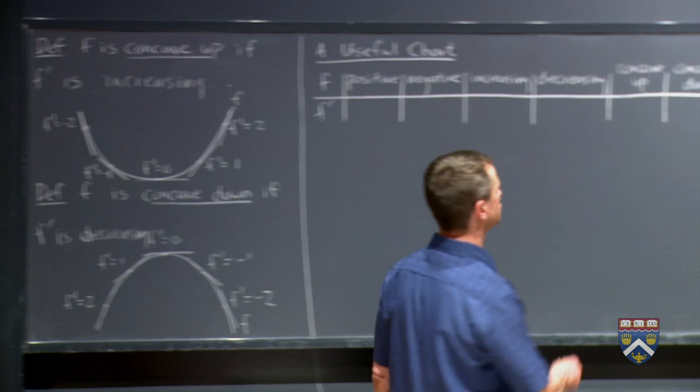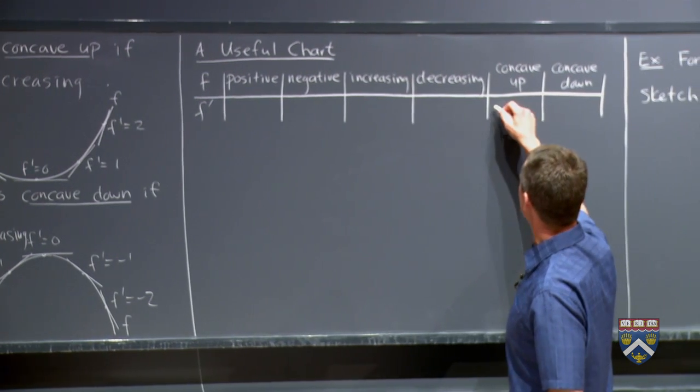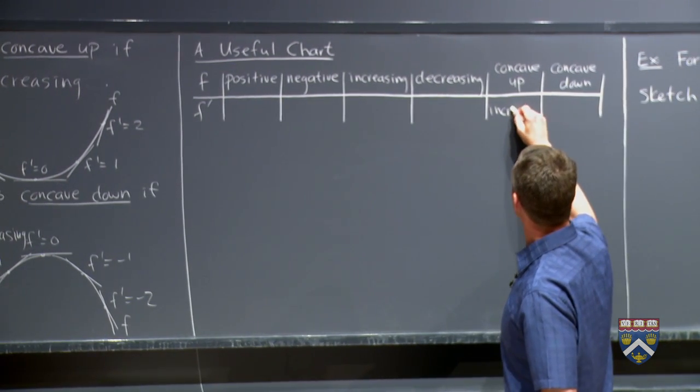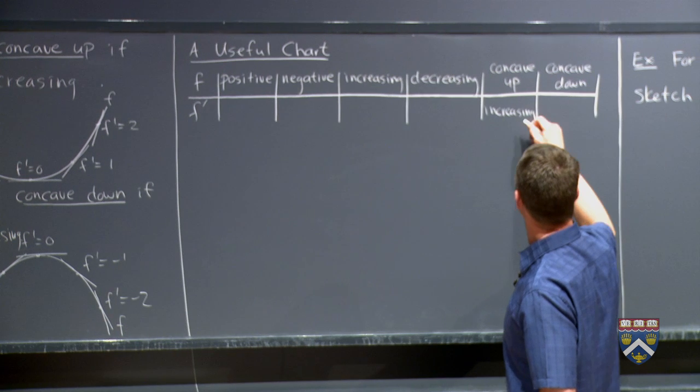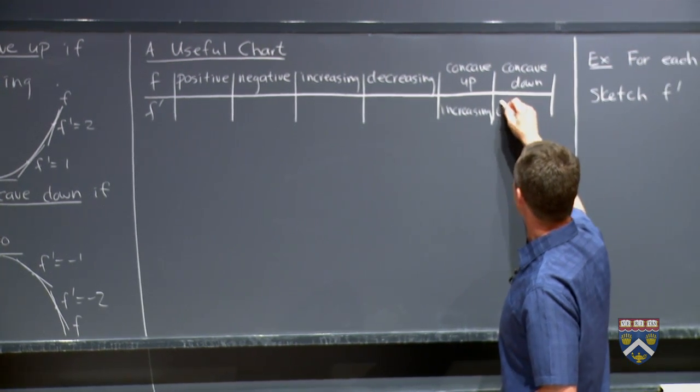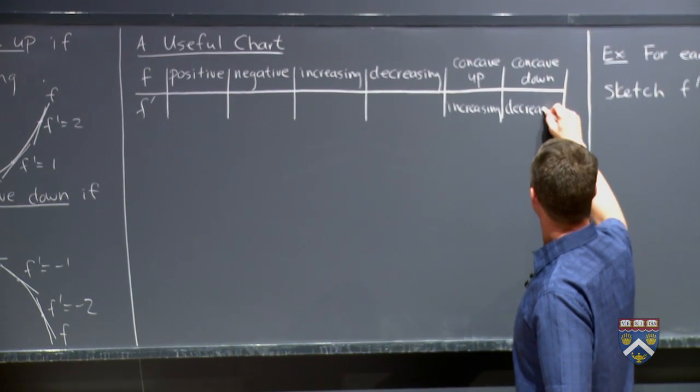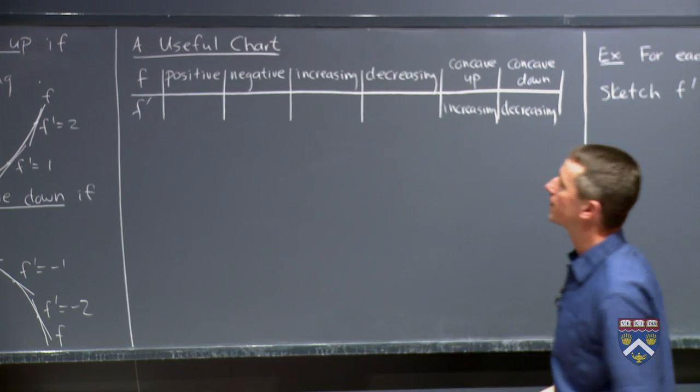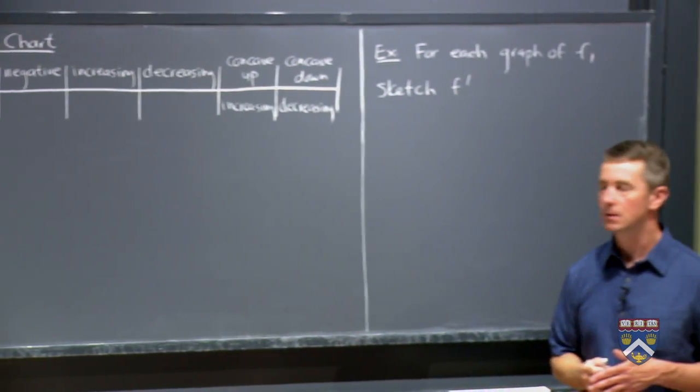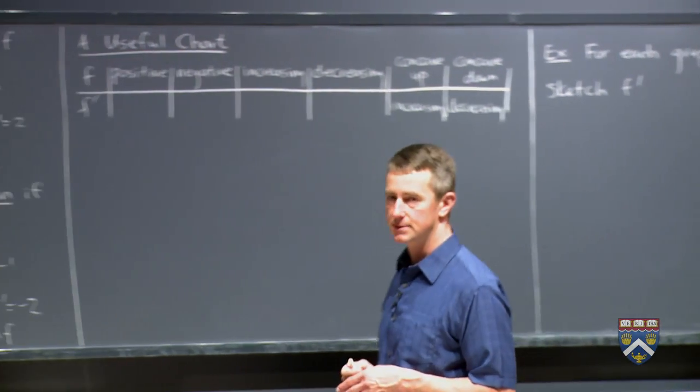So that means we can fill in two of our boxes over here. F is concave up just by our definition when f prime is increasing. F is concave down by our definition when f prime is decreasing. Now, what did you put in for the other boxes?